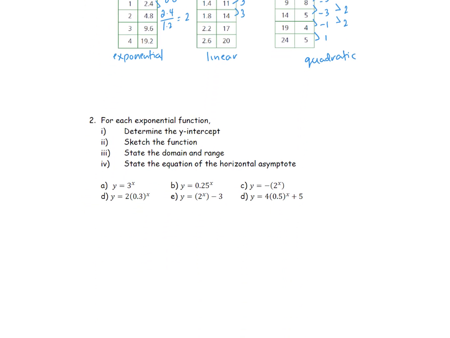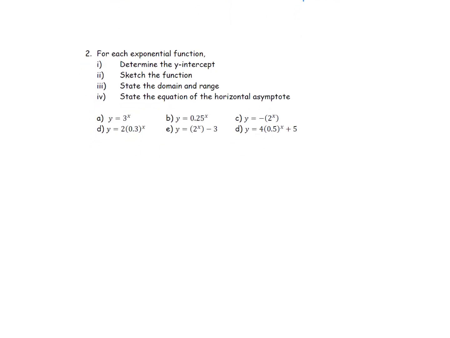In this question, it wants you to determine the y-intercept, sketch the graph, state the domain and range, and state the equation of the horizontal asymptote for each of the following functions. So you can do this on Desmos if you want to check your answer. So let's just do A. So y equals 3 to the power x.